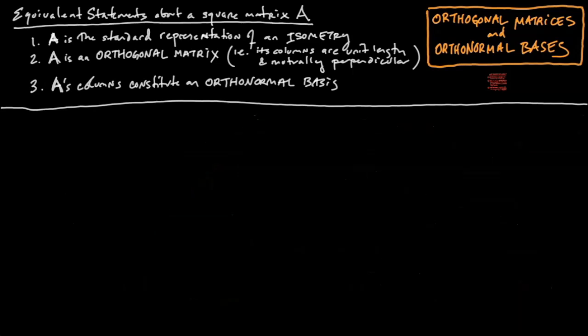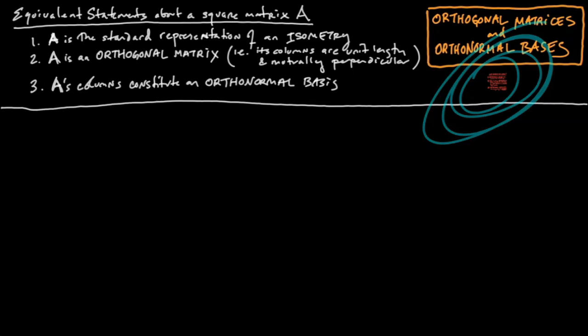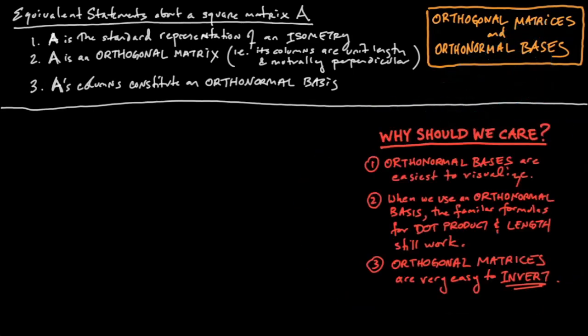Good. And now it's time to bring back our little shrunken outline to remind us what we are doing. We were explaining why we should care about this cluster of ideas involving orthogonal matrices, orthonormal bases, isometries, and the rest. We said that orthonormal bases are easy to visualize. Good. We said that when we have an orthonormal basis, the familiar formulas for dot product and length still work. Good. And now we need to look at number 3, which is about orthogonal matrices. I claimed that they are very easy to invert.